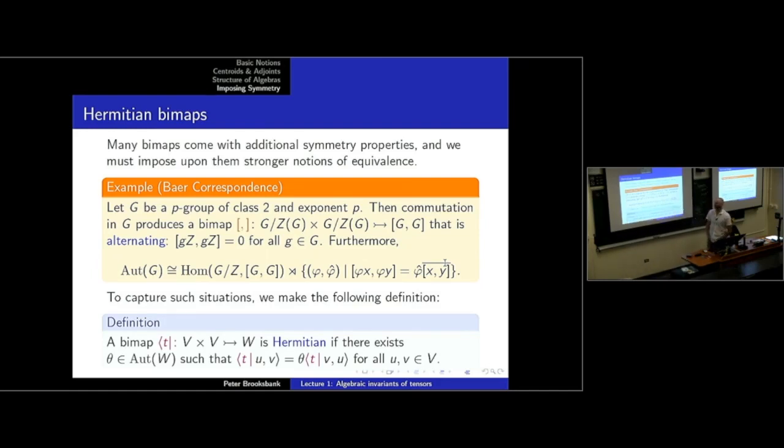And so to try to capture some of the things that you might be interested in, we make the following definition, that a bimap is going to be called Hermitian if we can find a twisting element of the codomain, a theta in the GL of the codomain, that has this property that when you switch the two coordinates, you apply this twisting thing here. Okay. So in particular, when theta is the identity, this kind of captures symmetric bimaps. When theta is minus the identity, it captures the alternating bimaps, and so on and so forth. But it's obviously quite a bit more general.